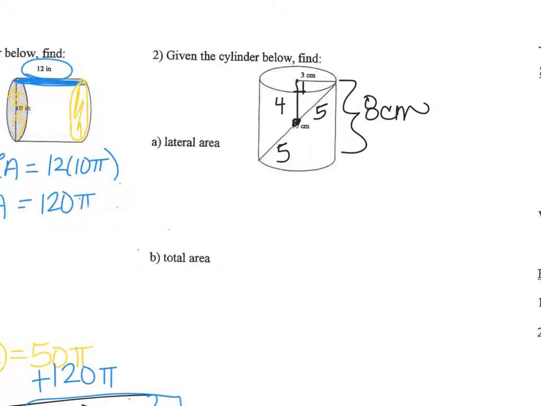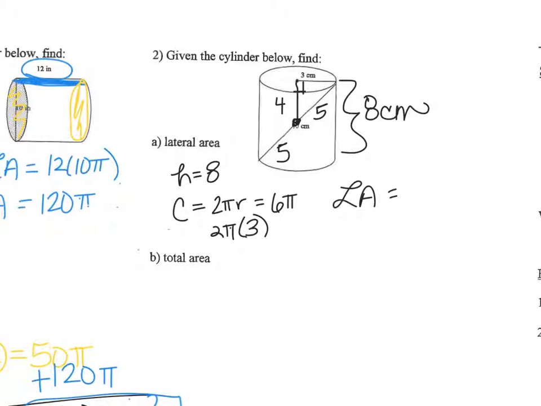So the lateral surface area would be your height, which is 8, times the circumference, which would be, we're given the radius, so 2 pi r, which is 2 times pi times 3. So your circumference would be 6 pi. To get the lateral area, you just multiply those two together, 8 times 6 pi, and you get 48 pi inches squared.